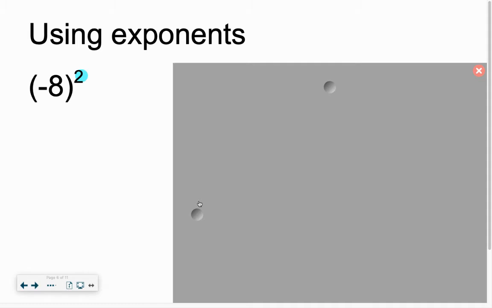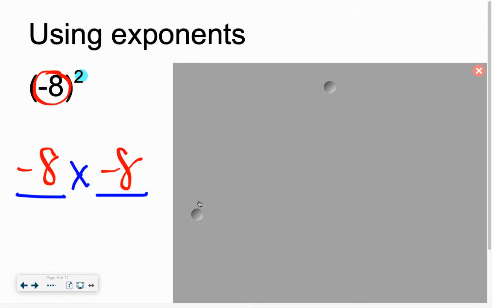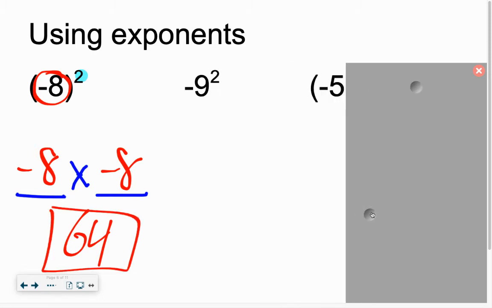So I want you to put down 2 blank lines, and you can put a times sign in between them, whether you want to use the dot or an X, and then what number is inside of the parenthesis? Since it's inside the parenthesis, and the 2 is attached to the outside of the parenthesis, we need a negative 8 times a negative 8. Again, 8 times 8 is 64. Do they have the same sign? They do. So your answer is a positive 64.